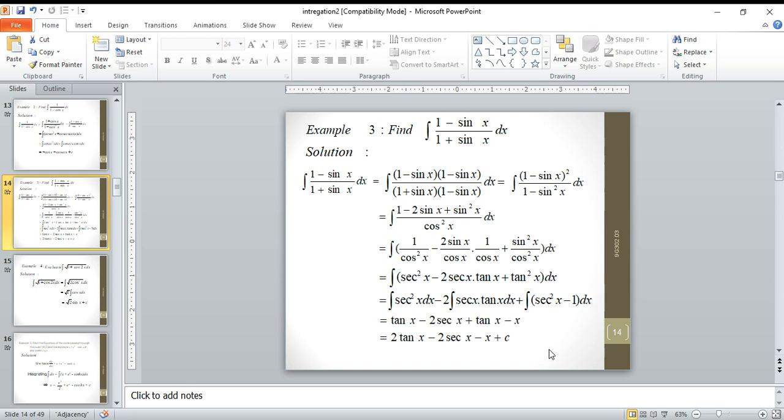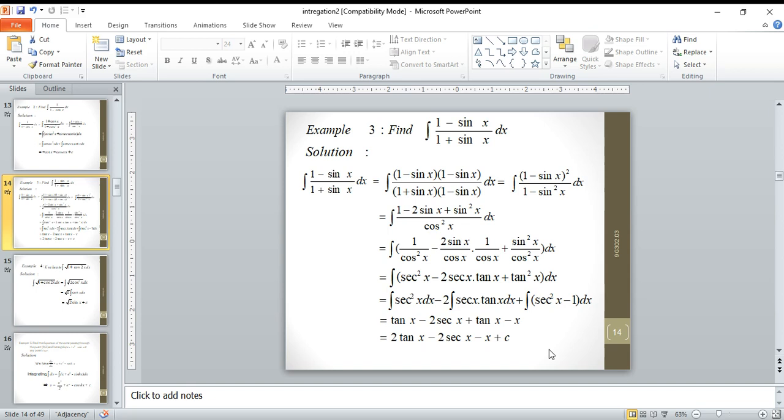So that is the rationalization, equal to the integration of (1 minus sin x) into (1 minus sin x) by (1 plus sin x) into (1 minus sin x). In the numerator, (1 minus sin x) into (1 minus sin x) is (1 minus sin x) whole square. In the denominator, (a plus b) into (a minus b) is a square minus b square, that is (1 plus sin x) into (1 minus sin x) is 1 square minus sin square x, equal to 1 minus sin square x. By the formula (a minus b) whole square is a square minus 2ab plus b square, the numerator is 1 minus 2 sin x plus sin square x.